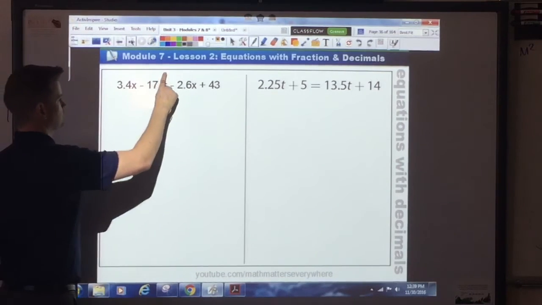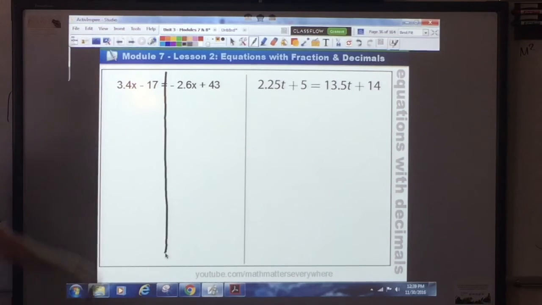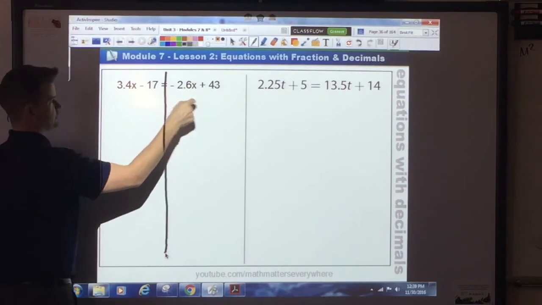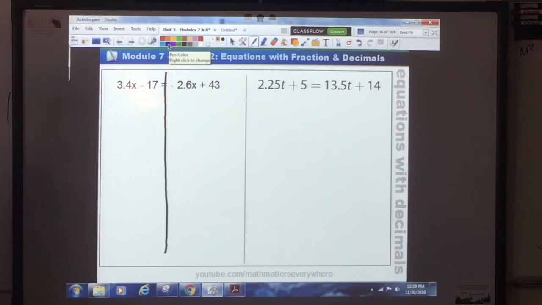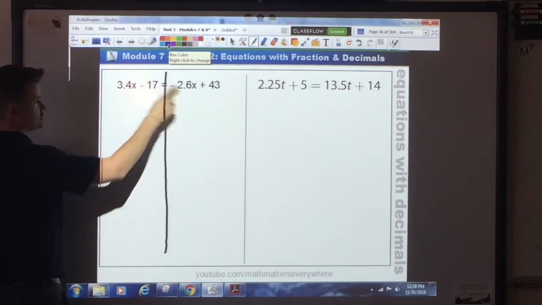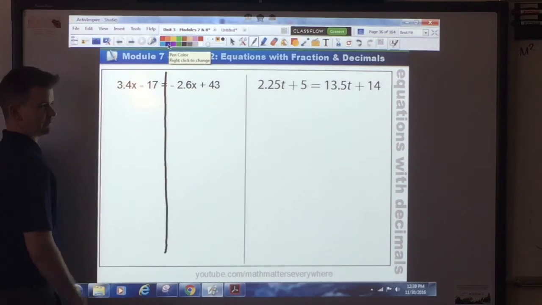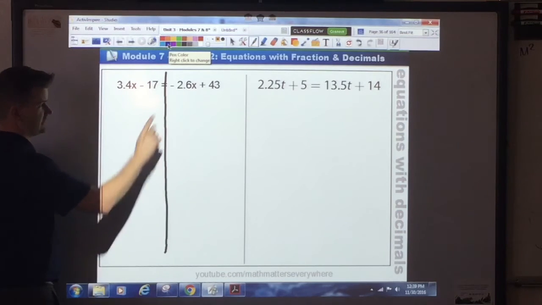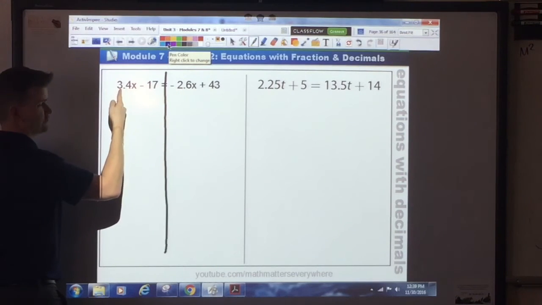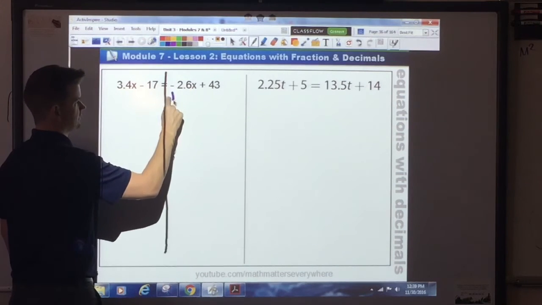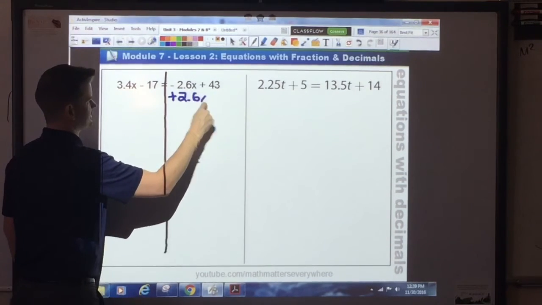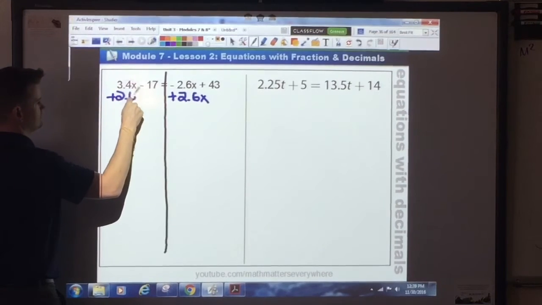So here, variable term, constant, variable term, constant. Same process though, as any other equation with variables on both sides. Melody, which coefficient is smaller? Negative 2.6. So we're going to move that over here. What's the inverse of a negative 2.6? Positive. So we add 2.6x to both sides.